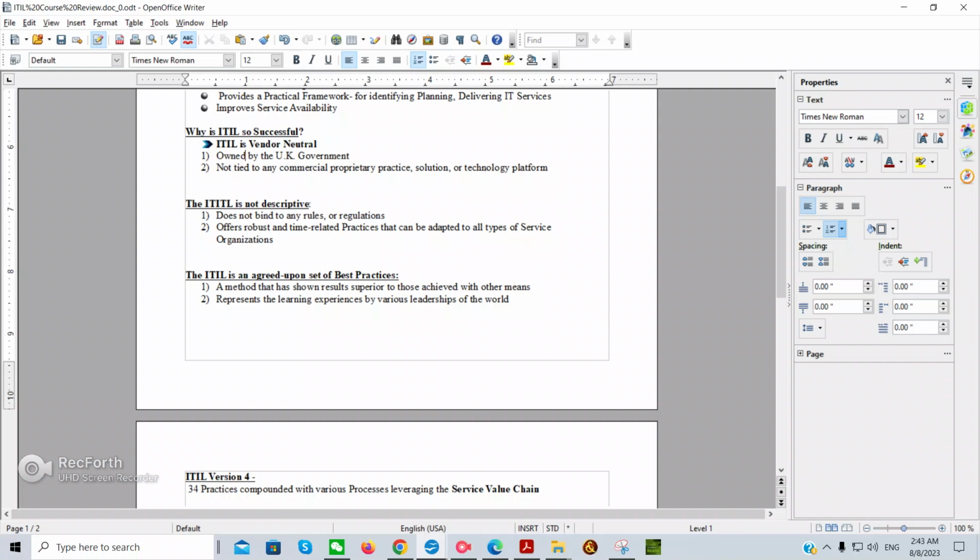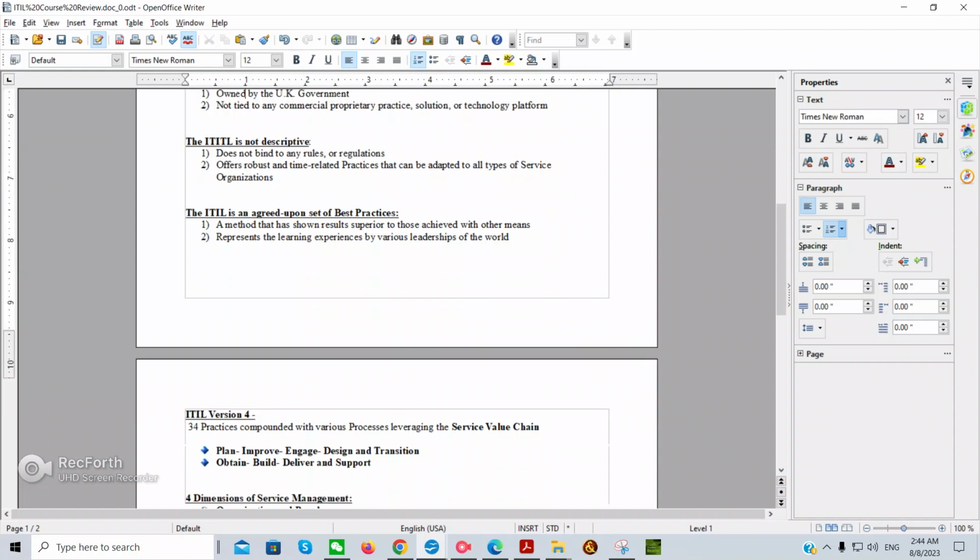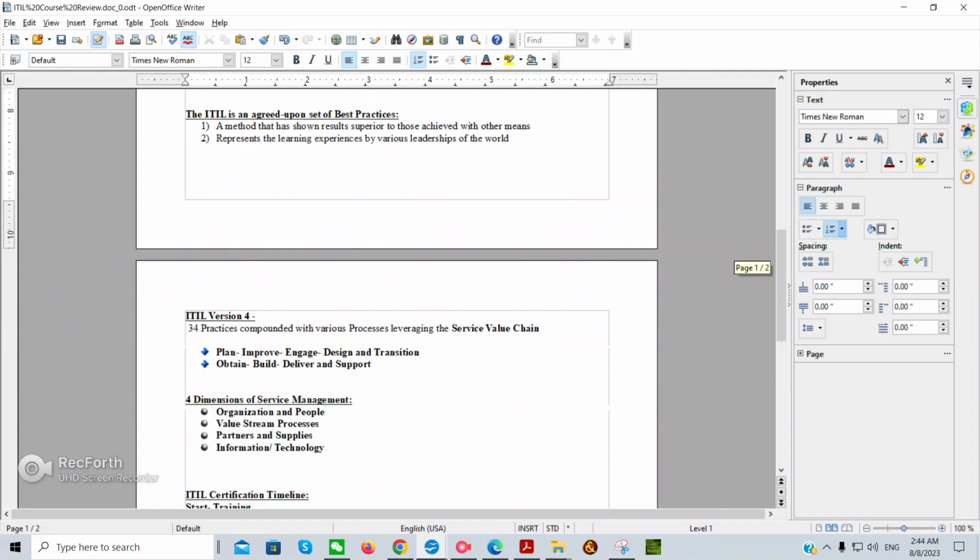ITIL is non-prescriptive, that is, it does not bind you to any rules or regulations. It offers robust and time-tested practices that can be adapted to all types of service organizations. ITIL is an agreed-upon set of practices. Yes, it is a standard based upon best practices. Best practice is a method that has shown results superior to those achieved with other means, and it represents learning experiences from various leaderships. It's a very general statement, just to give you the idea.